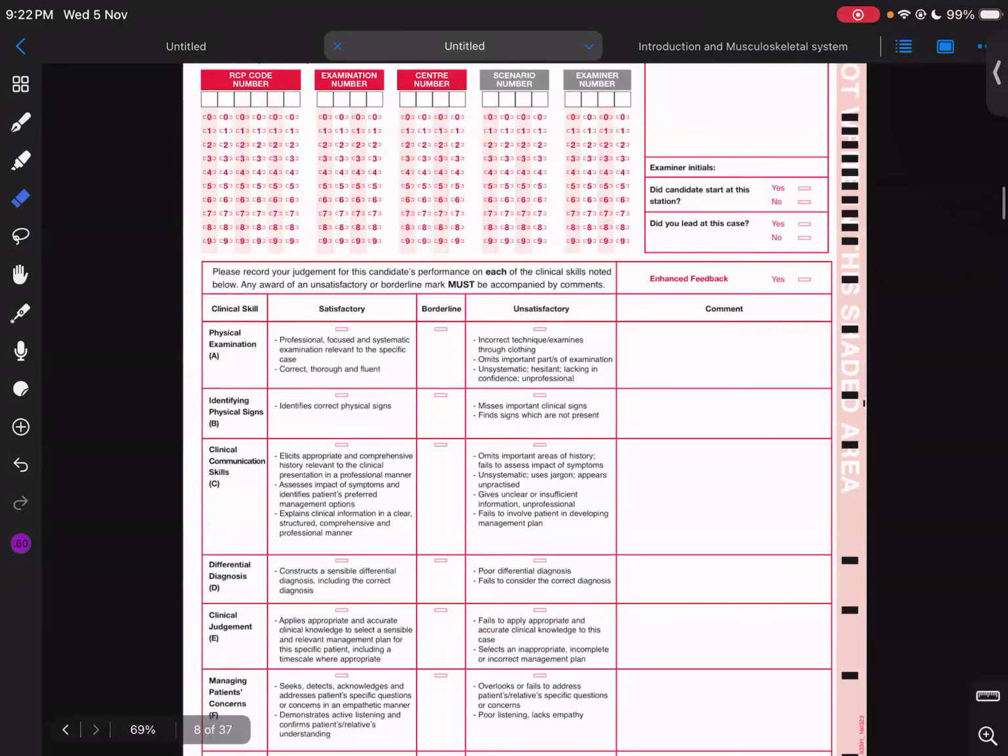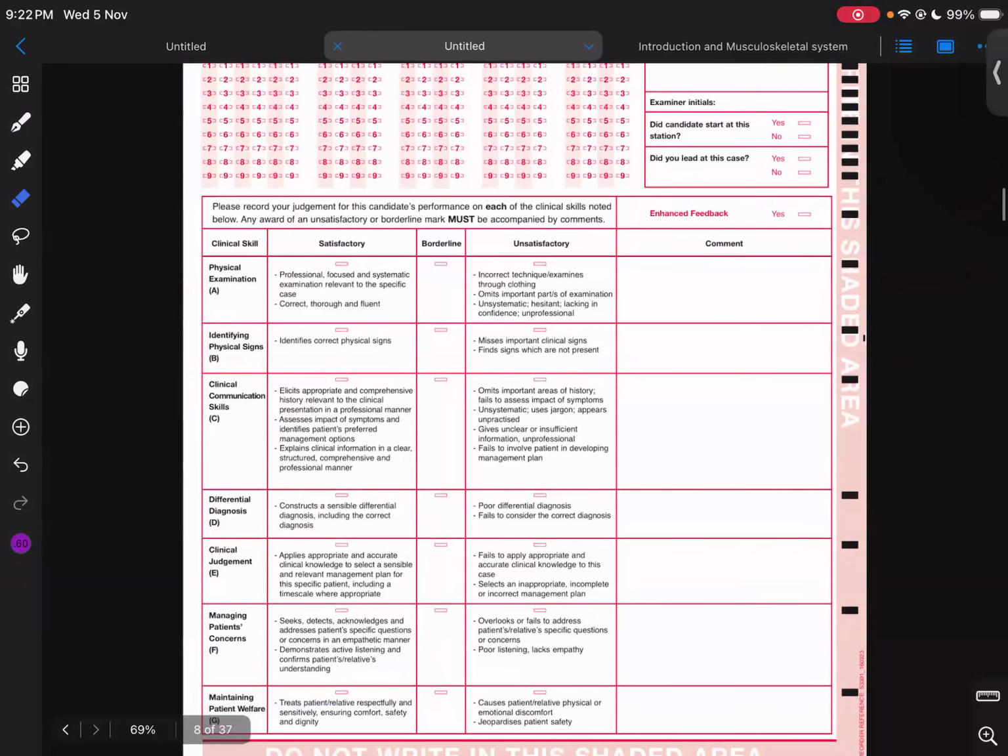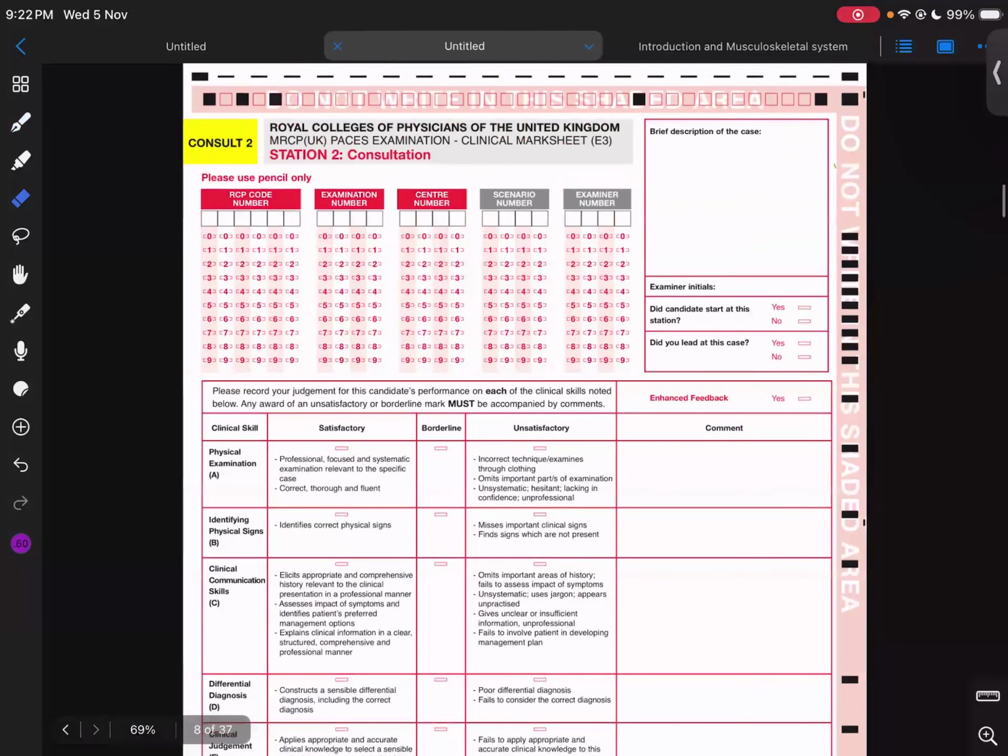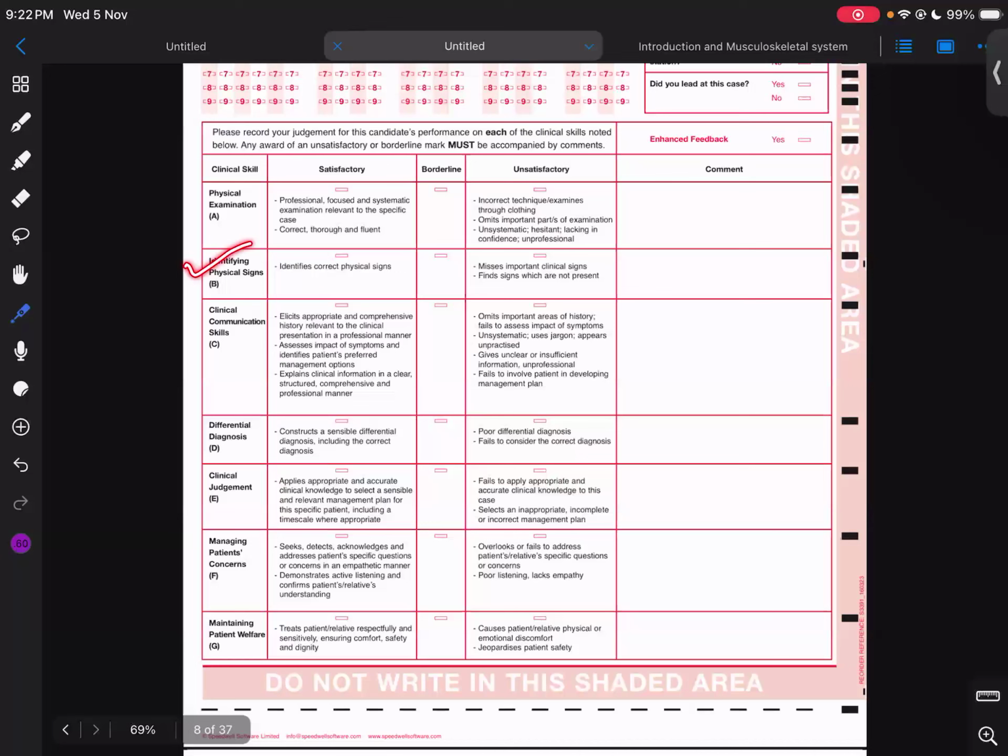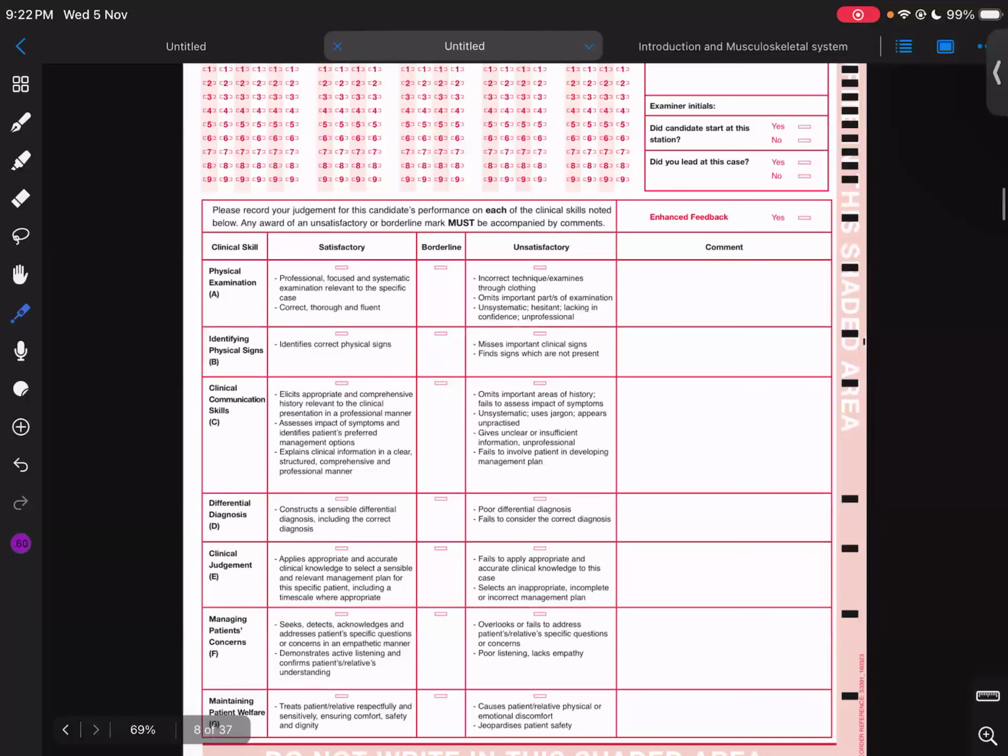Before starting discussion about the PACES exam format, we need to understand the question and the mark sheet, how the marks are distributed for each skill. The first skill is physical examination. The second skill is identifying physical signs. The third skill is clinical communication, then differential diagnosis, clinical judgment, managing patient concern, and maintaining patient welfare. Each skill I'm going to discuss one by one separately.